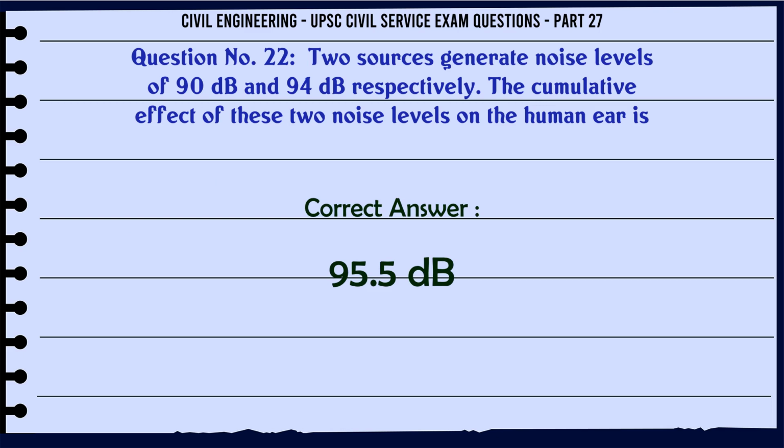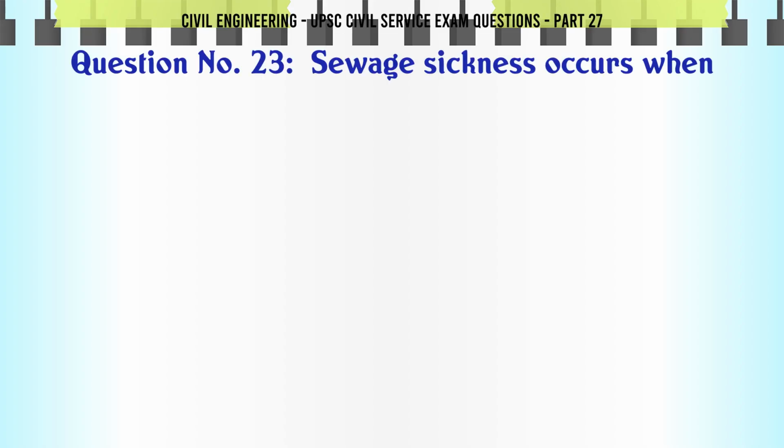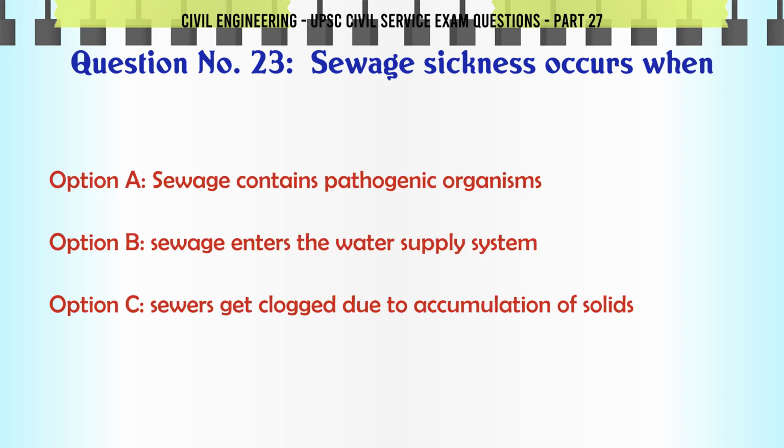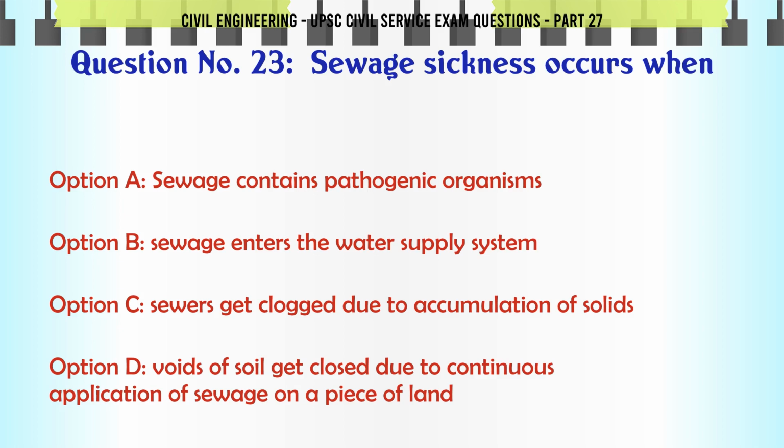95.5 dB. Sewage sickness occurs when A. Sewage contains pathogenic organisms, B. Sewage enters the water supply system, C. Sewers get clogged due to accumulation of solids, D. Voids of soil get closed due to continuous application of sewage on a piece of land.